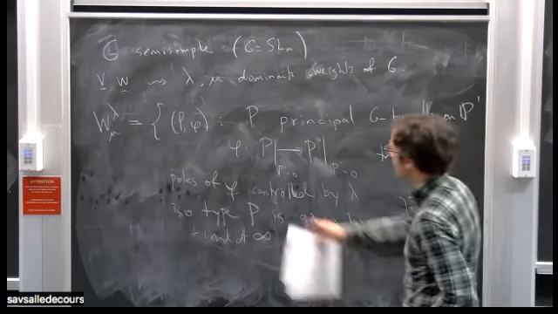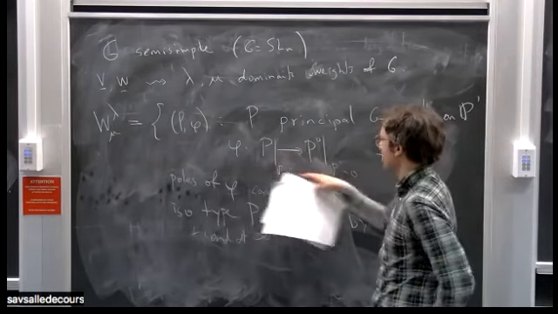For your W lambda mu, is there a stability condition? No, because we have this trivialization away from 0. So I think there's no need for this.